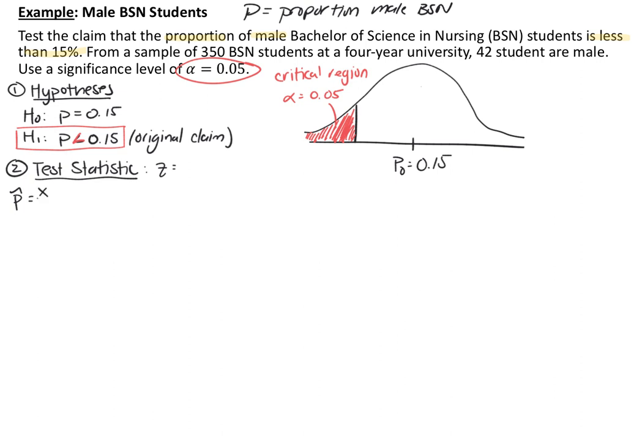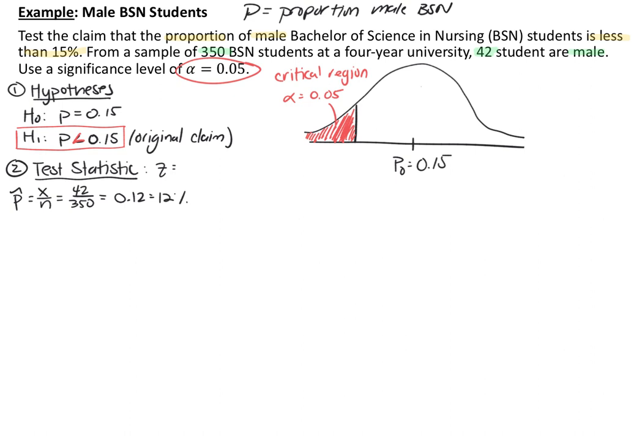Remember, p-hat is x over n, where x represents the number of male students. In this particular problem, I'll highlight that in green. We have 350 BSN students. That's our sample, and 42 of them are male. So this gives me a p-hat value of 42 over 350, or 0.12, which is 12%.